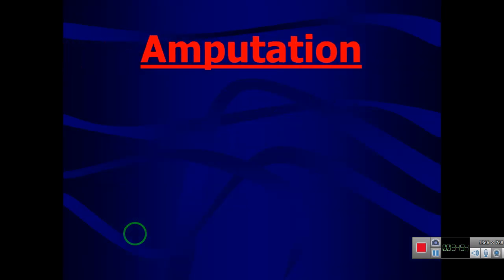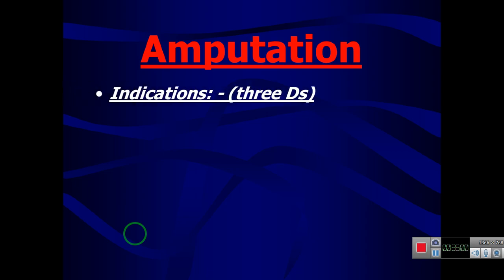The last subject in this lecture is amputation. Amputation means removal of a part of the body containing bone. We have three certain indications for amputation, which can be summarized by 3D. D number 1 is dead, D number 2 is dangerous, and D number 3 is damnable, or nauseous, meaning troublesome.